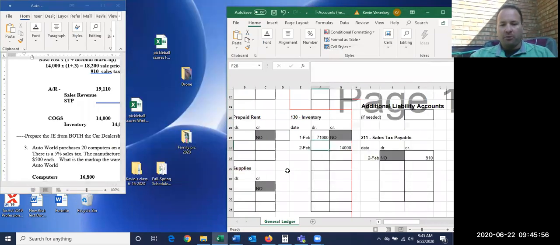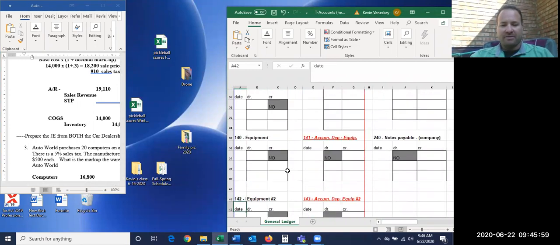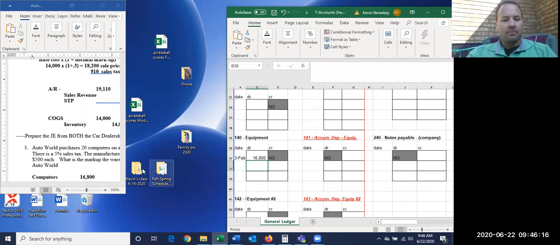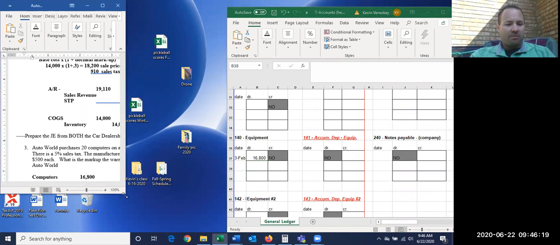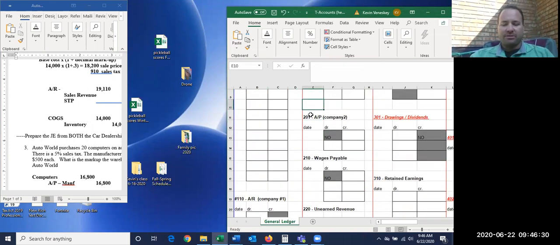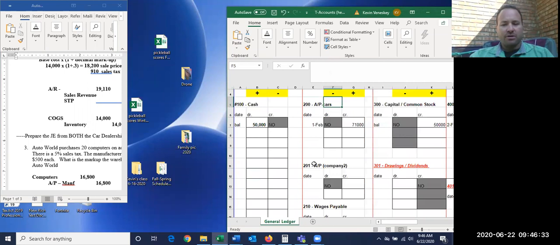So now when I do the journal entry, I'm getting computers or equipment. You can call it both, equipment dash computers if that fits. I'm getting equipment, and let's say I don't give us a date, let's say it's 2-3. I'm getting equipment for $16,800, not just $16,000. I put the sales tax and the price together. And it tells us in the problem that I'm buying it on account. So I've got the AP manufacturer as my credit because I'm not paying cash. I already have an AP for the car manufacturer. Now I've got the AP for the computers, the computer store.